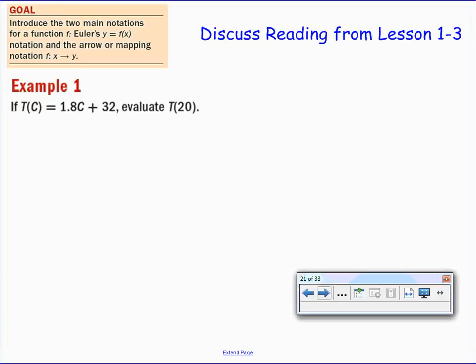Let's go ahead and do some evaluation. So if there's a function t that accepts input values of c and pairs them with outputs in accordance with the rule 1.8 times c plus 32, I bet that this has something to do with temperature. So I bet that t has to do with temperature. I'm seeing this 32 jump out at me.